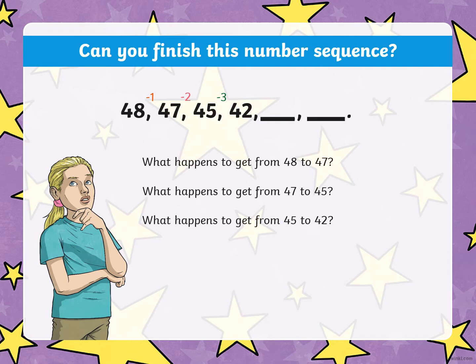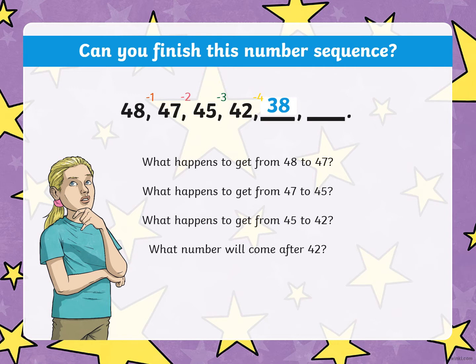So whenever you're trying to work out the next numbers in a number sequence, this is really important, this step. You have to work out what the pattern is by working out how you get from one number to the next one. And you keep going so that you can then work out the two missing numbers. So hopefully you'll have worked out that in the next one, we have to take away 4, because we took away 1, then we took away 2, then we took away 3, then we took away 4, and the answer is 38.